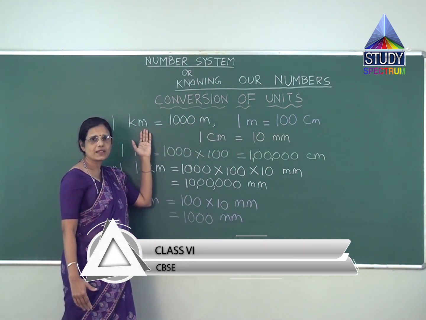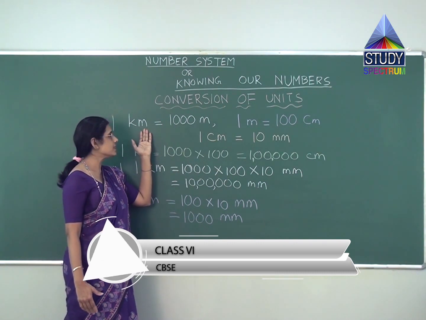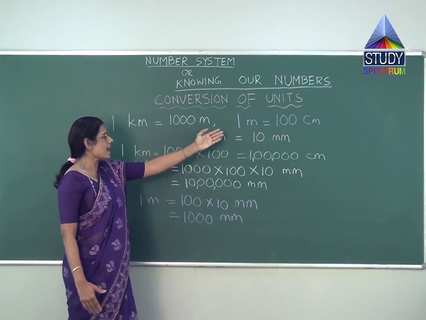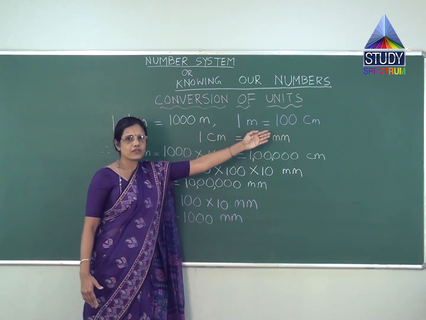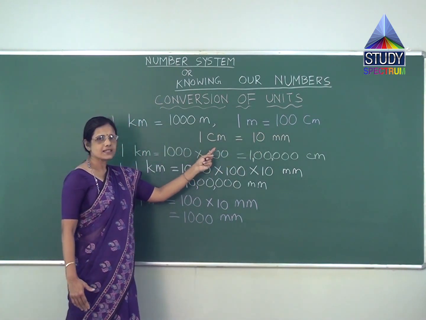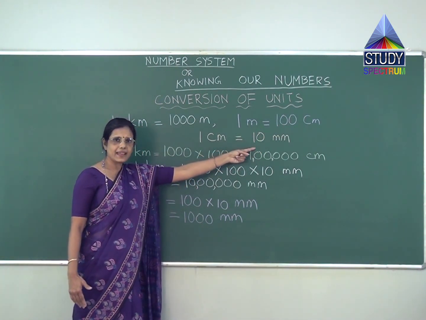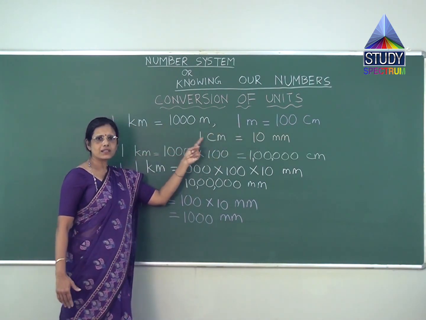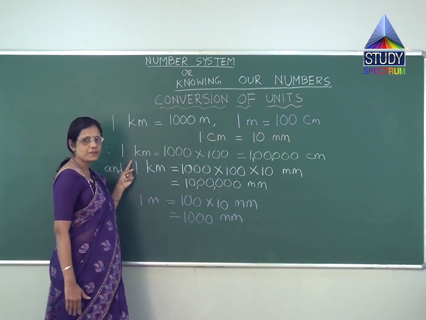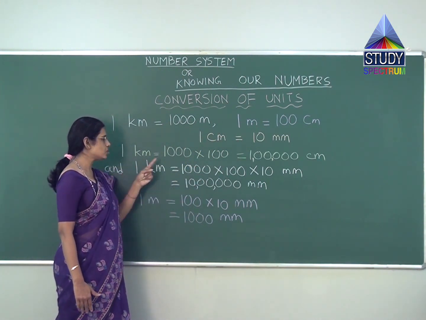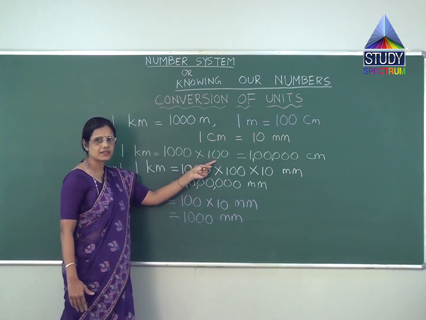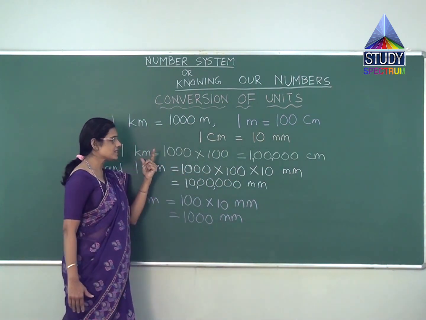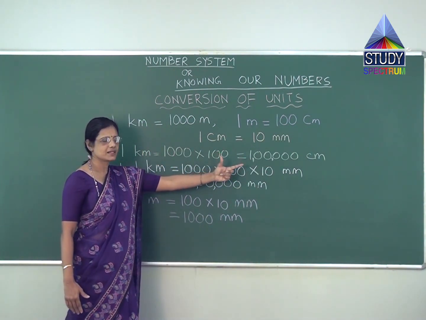See, the biggest is 1 kilometer, which we use generally. 1 kilometer equal to 1000 meter. And 1 meter equal to 100 centimeter. And 1 centimeter equal to 10 mm, means millimeter. So, if you compare all these three units, it comes like 1 kilometer equal to 1000 into 100, means 1 lakh centimeter. It is the relation between kilometer to centimeter.